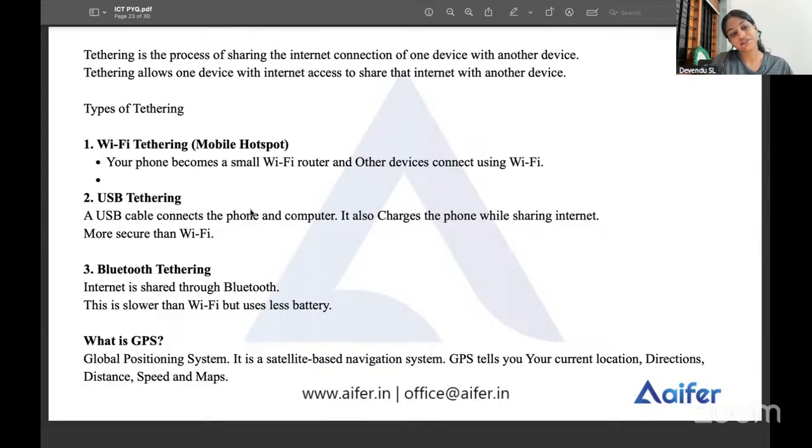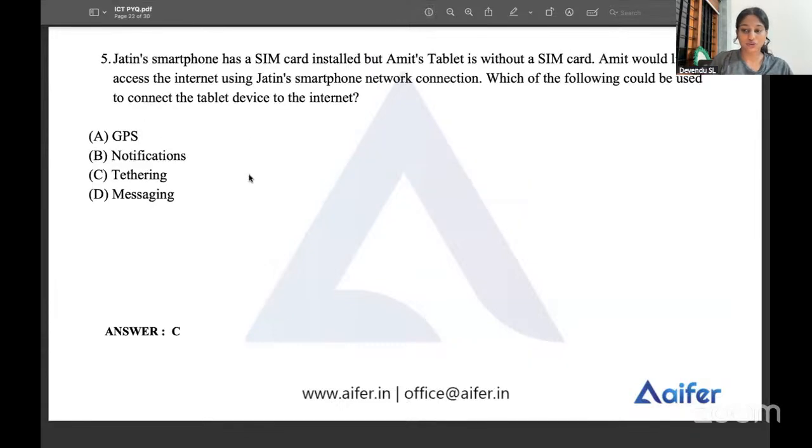So here we have types of tethering. Wi-Fi tethering is what we told you now. It's the mobile hotspot process. Our phone becomes a small Wi-Fi router. That is the concept of Wi-Fi tethering. And USB tethering: we connect a USB cable between a phone and a computer, and the advantage is that it also charges the phone while sharing internet. And Bluetooth tethering is where internet is shared through Bluetooth, and this is slower than Wi-Fi but uses less battery. So that's what tethering means.